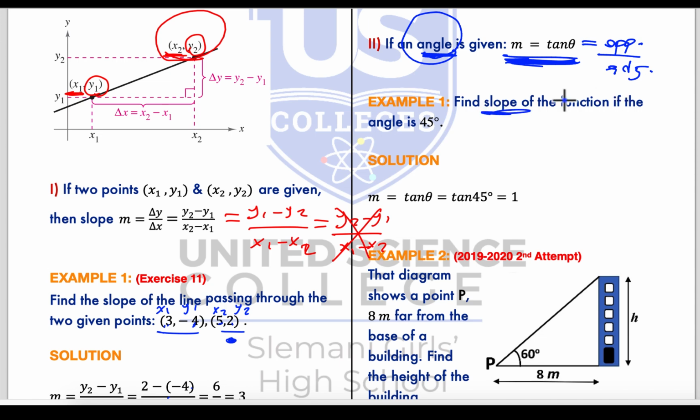Find the slope of a function if the angle is 45 degrees. Just apply this formula. We don't have a point, so we can't use that one. We have to use this one. So tangent 45 will give us the answer. What is tangent 45? Use your calculator. It's going to give you 1. So 1 is the answer.